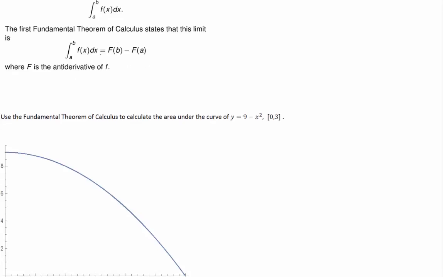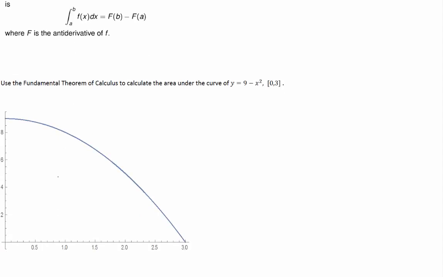Before we state the first fundamental theorem of calculus, if you have your endpoints 0 and 3 from that example, this area we were approximating would just be the definite integral between 0 and 3 of the function 9 minus x squared. And so the question is, how do we calculate it?